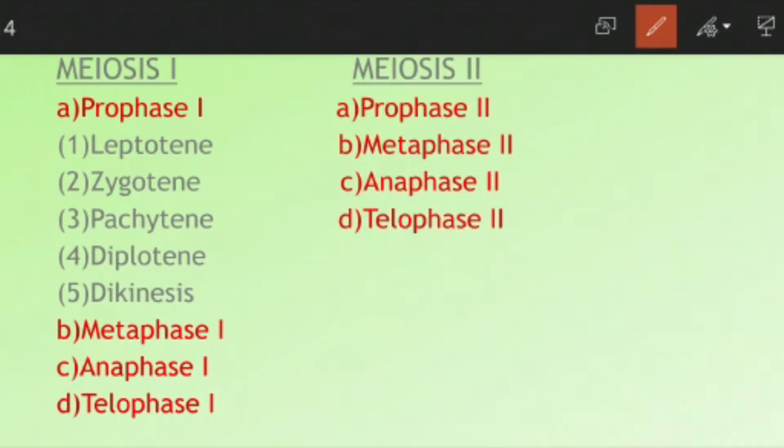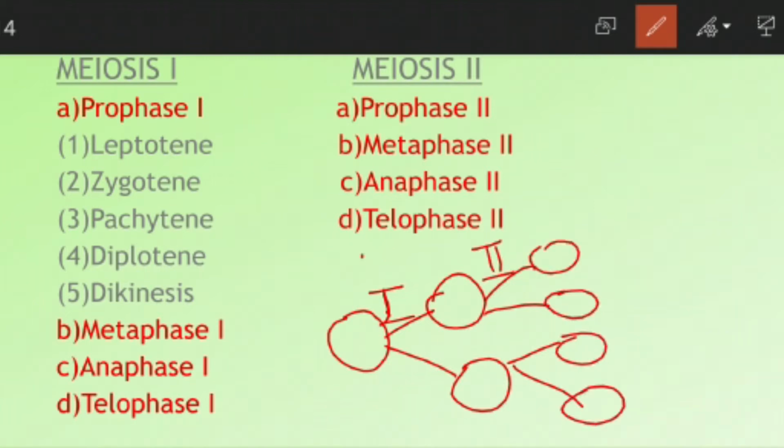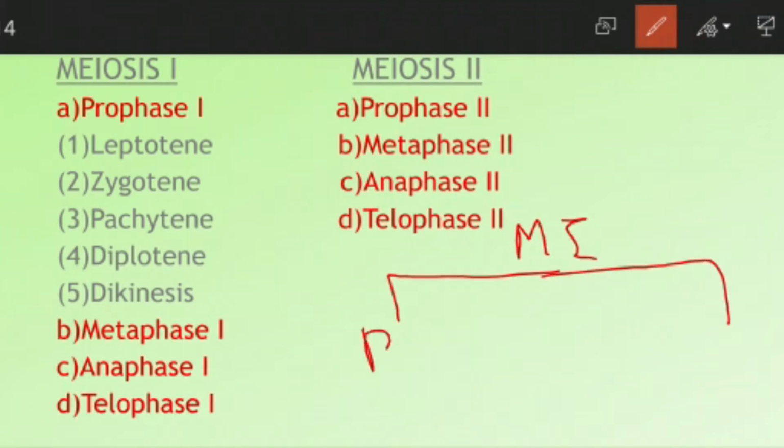Now, starting with meiosis 1. Just now I told you meiosis is completed in two stages, meiosis 1 and meiosis 2. So here we are studying, first we are starting with meiosis 1. Meiosis 1 is completed in four phases: Prophase 1, Metaphase 1, Anaphase 1 and Telophase 1.